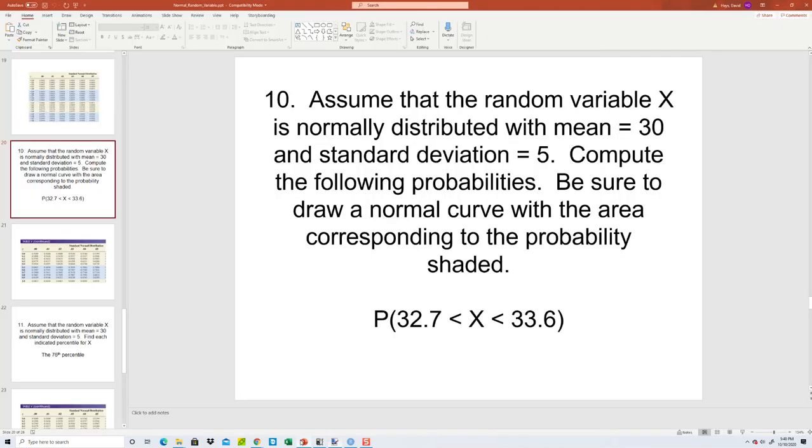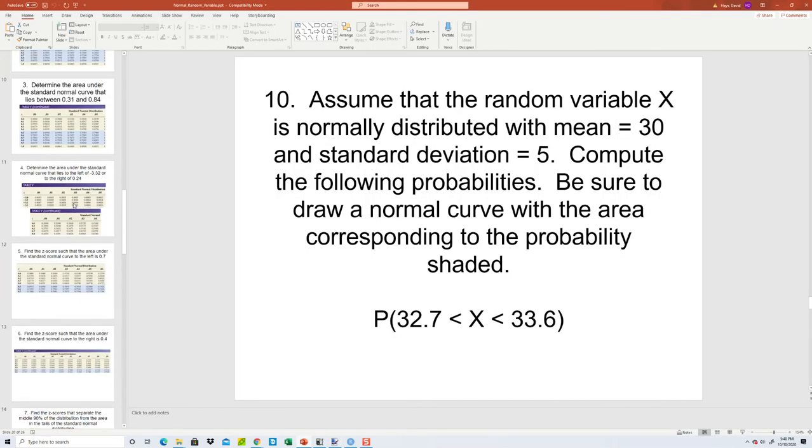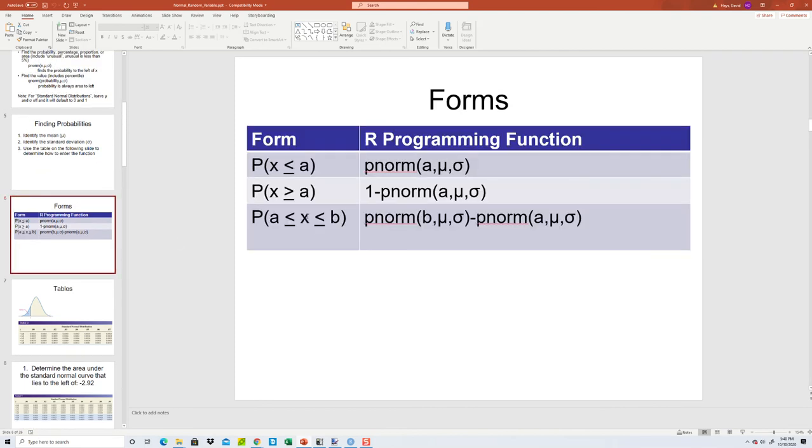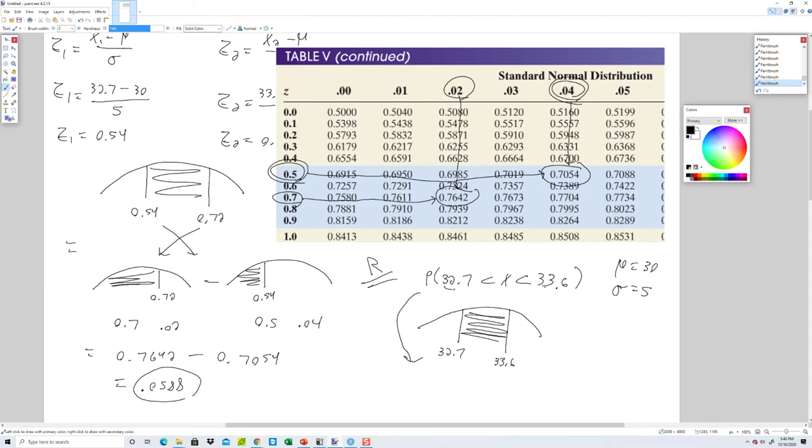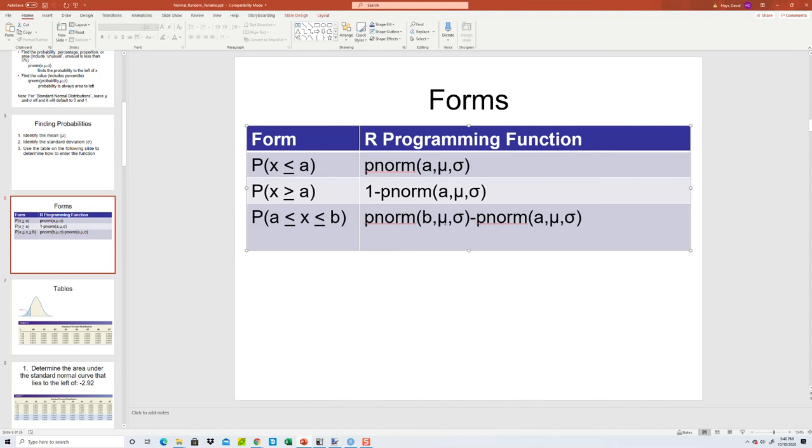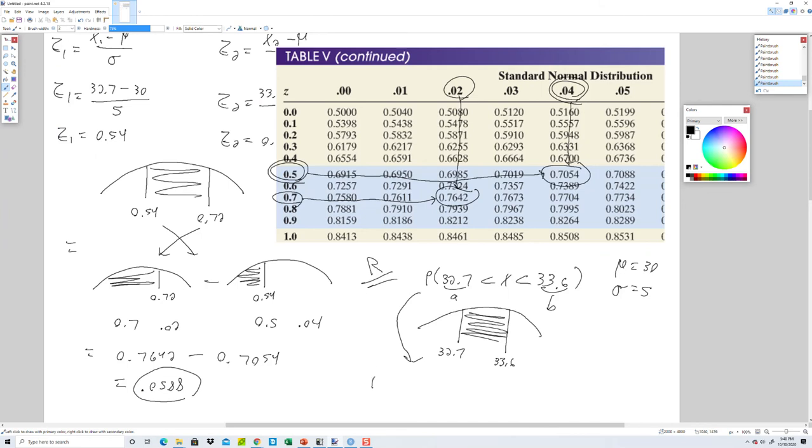So if I come back to my table, the between two values is obviously this one here. A is my smaller number, B is my larger number. So this is A, this is B. And it says we're going to plug in this formula: pnorm(B, mu, sigma) minus pnorm(A, mu, sigma). So pnorm B, which is 33.6, 30, 5, minus pnorm A, which is 32.7, 30, 5.